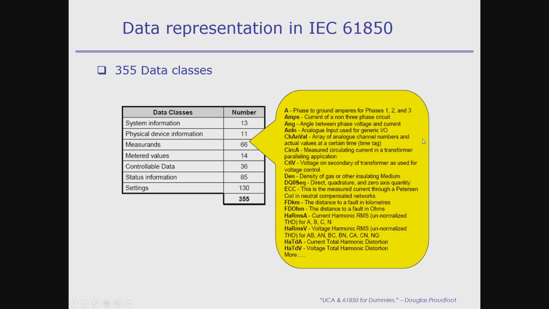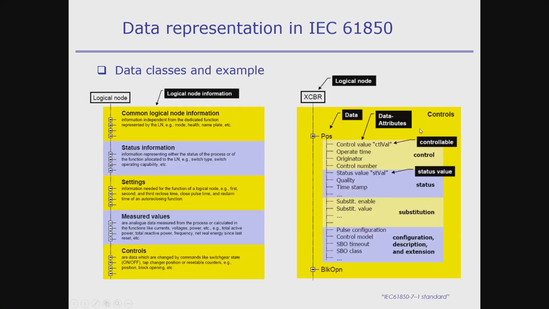And then within each node, there are data classes, because a node has to have some data, some information. For example, for measurements, there are 66 different data classes. You can have AMP, angle between phase, voltage, and so on. So all this is defined there. Every single data point is defined, and you can have access to it just by going from the physical device to the logical node to the data class, which is like a directory structure.